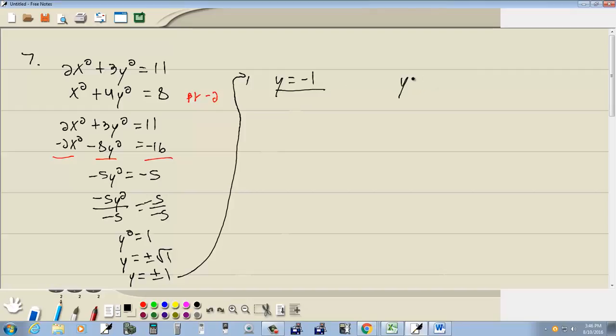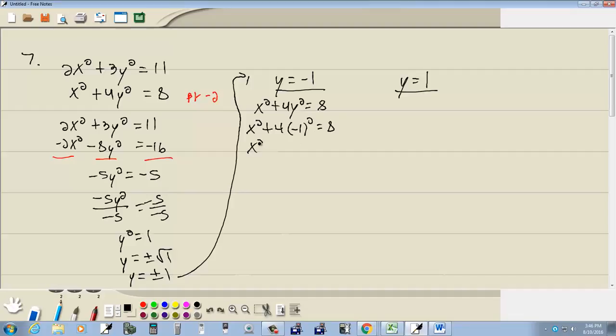Now we want to plug those into one of these equations and solve for x. It does not matter which one, you solve for whichever one looks easier to you. The second one looks easier because there's no number in front of the x squared. So I got x squared plus 4y squared is equal to 8. So we're going to plug negative 1 in for the y.